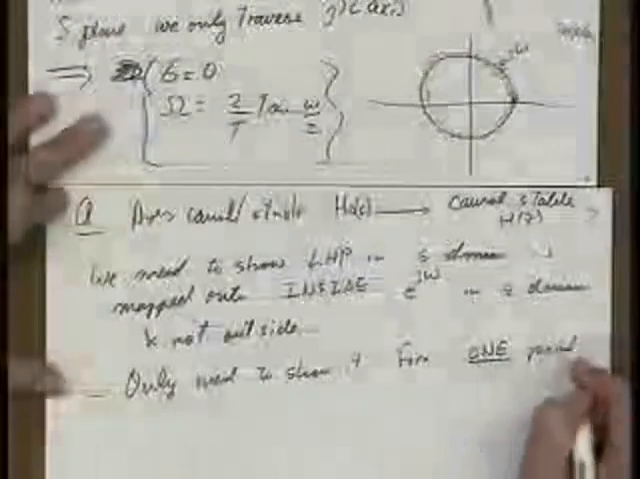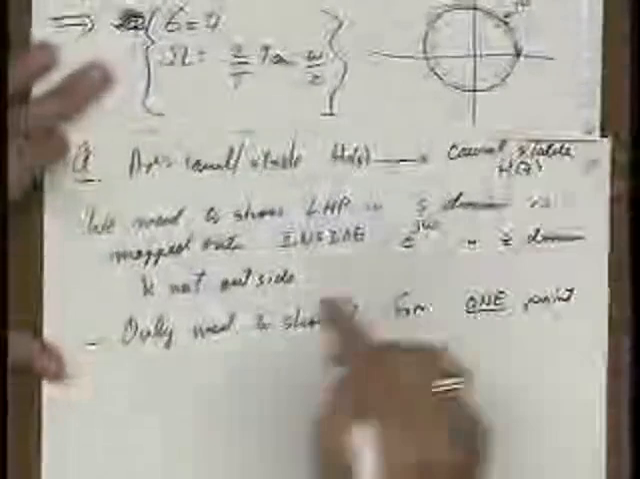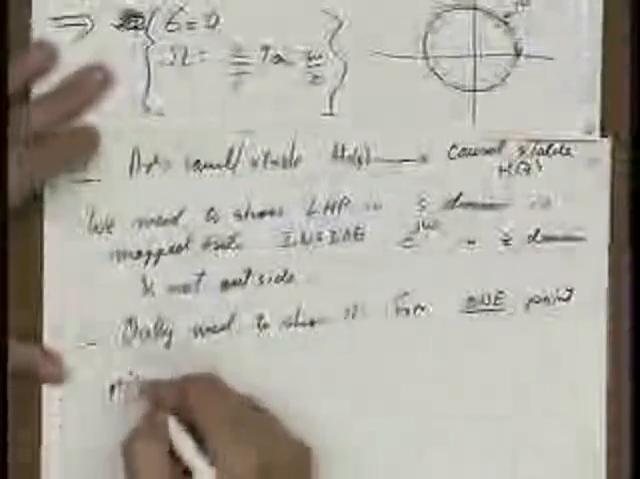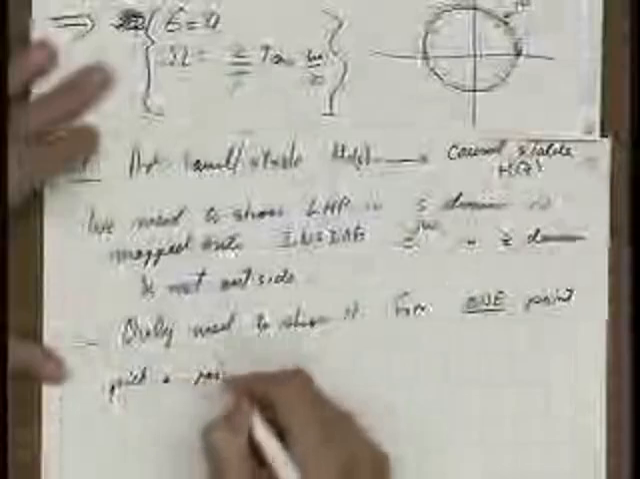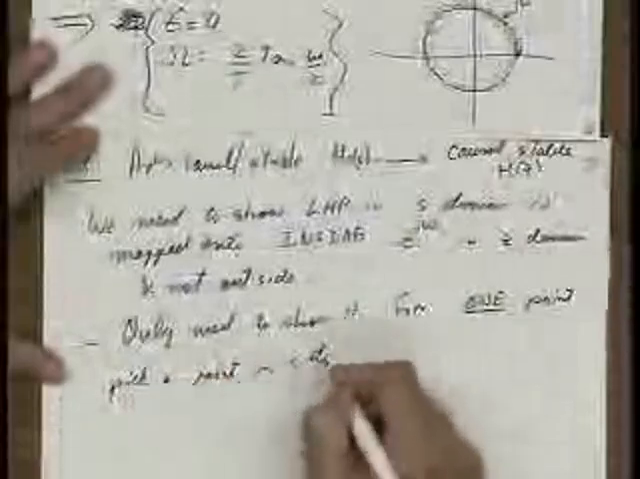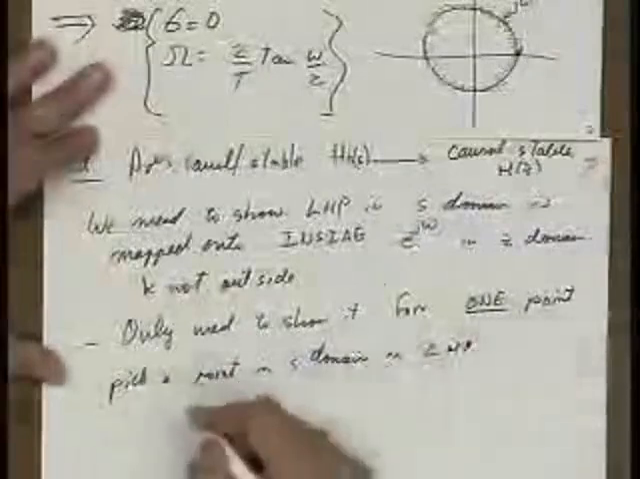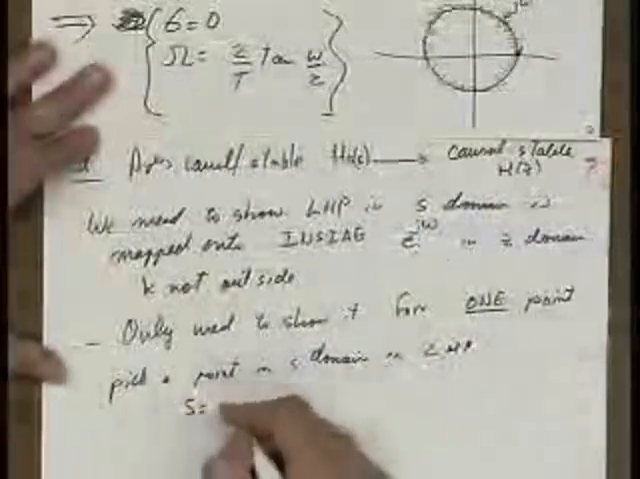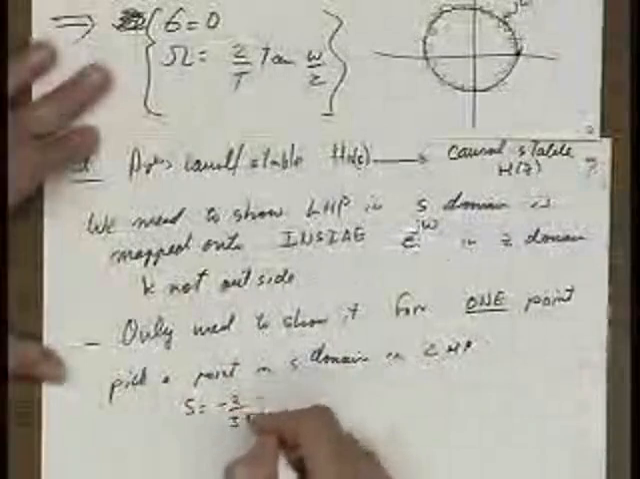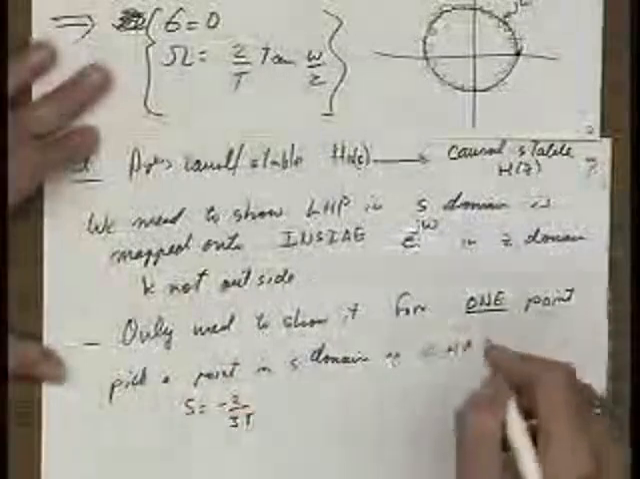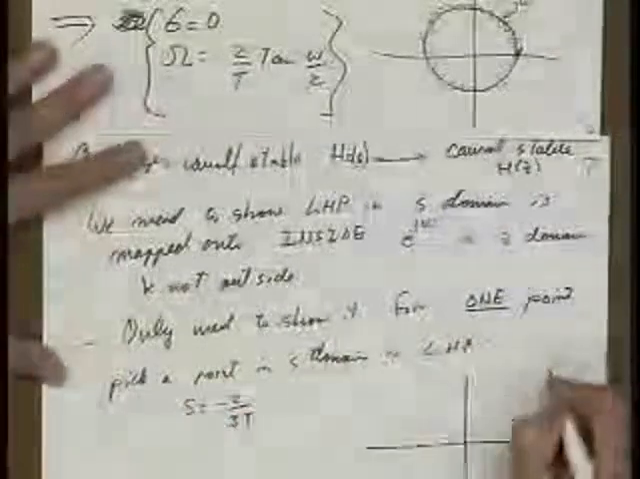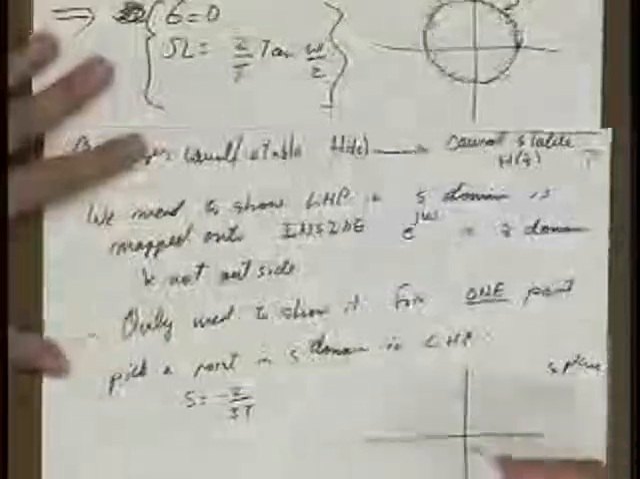Why? Because of smoothness and continuity of it. So pick a point in the left half plane in the S domain. Let's say S equals minus 2 over 3T. Just any point. This is the S plane again. Let's say here.